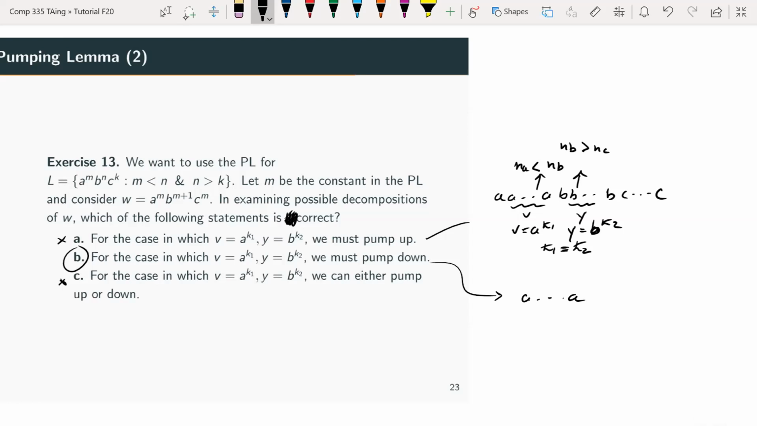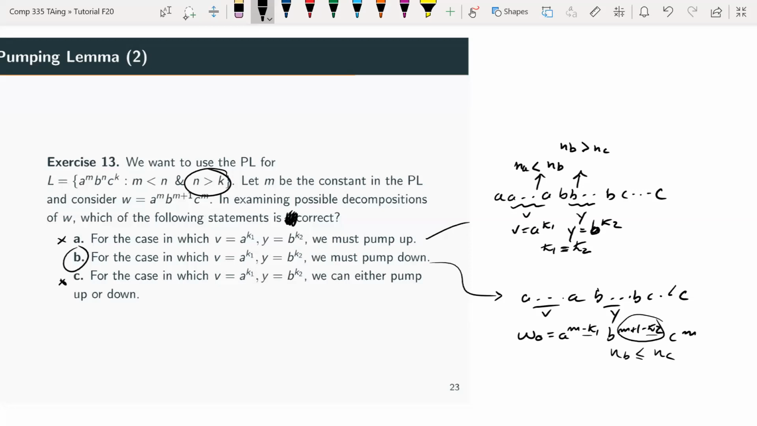Because again, if you have the same setup, right? So you have V, you have Y. In this case, it won't matter what your opponent sets K1 and K2 to. If you pump down, you're going to get A to the M minus K1, and B to the M plus K1 minus K2, and then C to the M. And because you're pumping this down, it doesn't matter if these two are equal, you know for sure that the number of B's is less than or equal to the number of C's. So that's going to lead to the contradiction because of this. And that's why you get a contradiction.